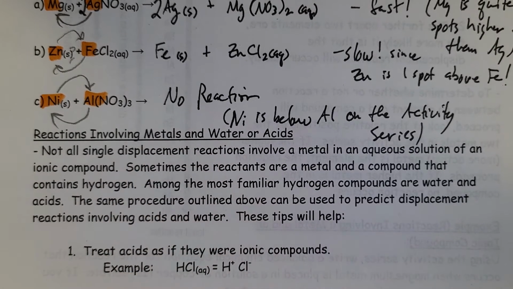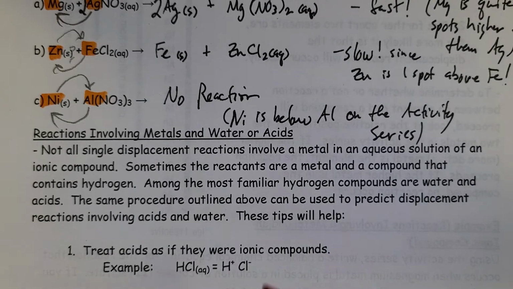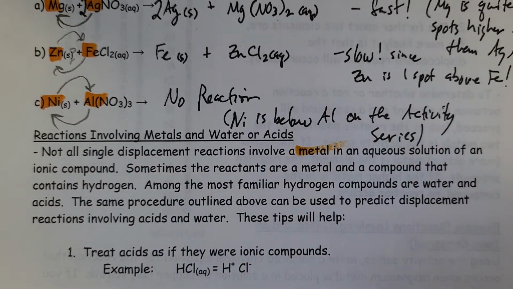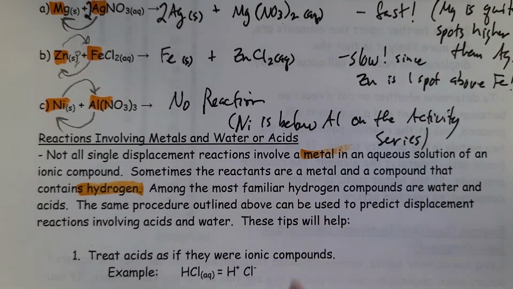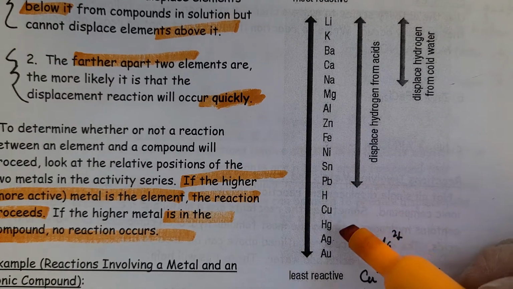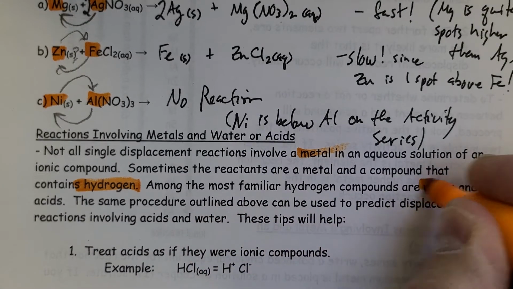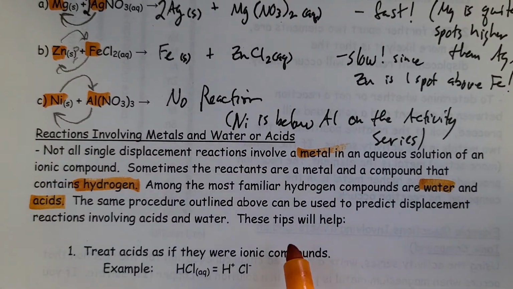Let's look at reactions involving metals and water or acids. Not all single displacement reactions involve a metal in an aqueous solution of an ionic compound. Sometimes the reactants are a metal and a compound that contains hydrogen, because you recall, hydrogen acts similar to a metal because it forms a positive ion when it gives up its electron. One of the most familiar hydrogen compounds are water and acids. The same procedure outlined above can be used here.